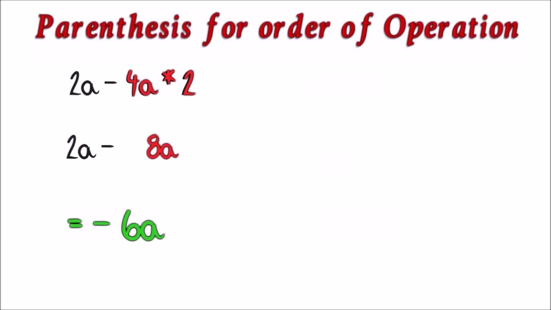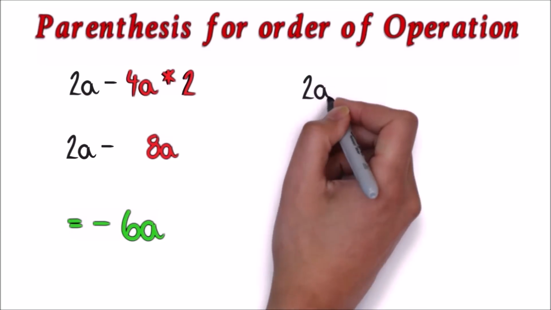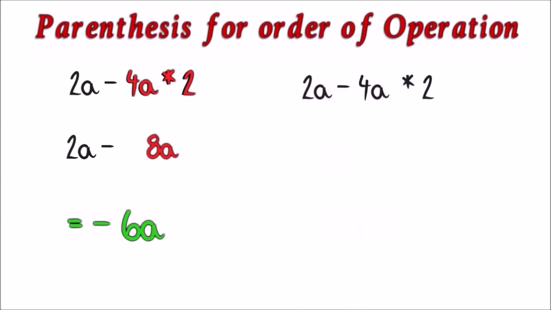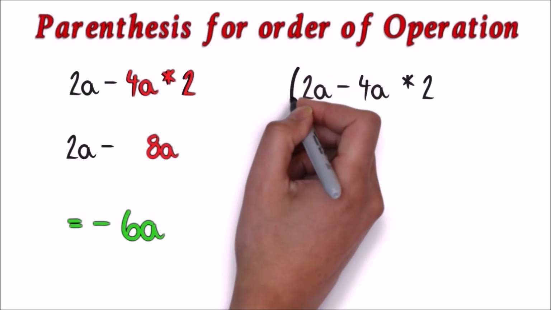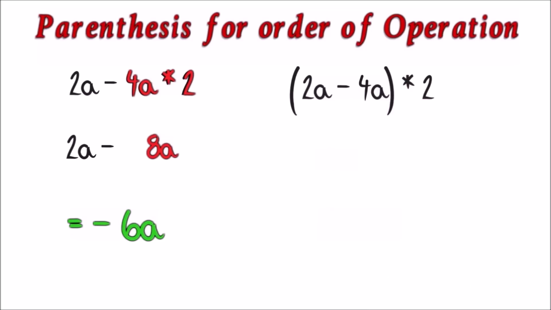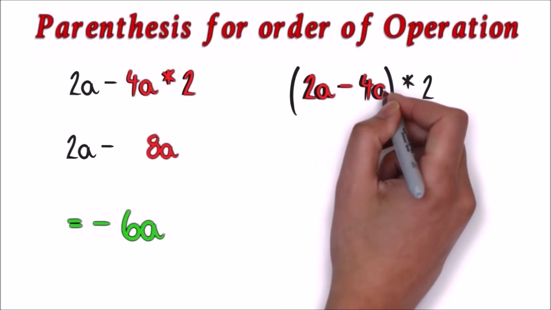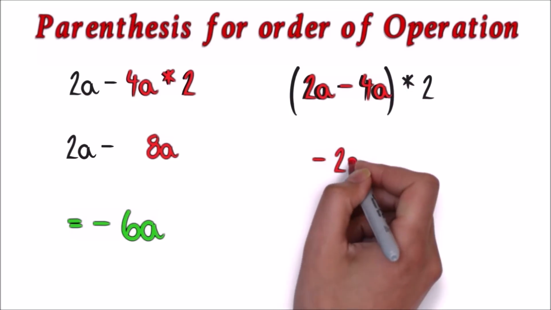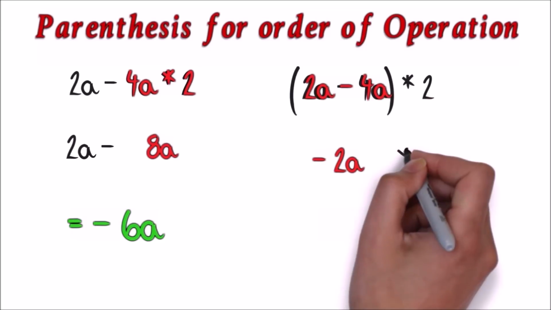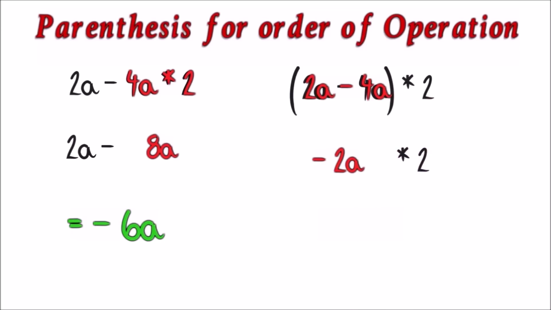Parentheses makes that possible. Let's look at the same example. 2a minus 4a times 2. This time, we will place 2a minus 4a in parentheses. When we do that, we are saying, perform the thing in parentheses first. So, we will work on the 2a minus 4a first to get negative 2a. Then, we multiply it by 2 to get negative 4a.